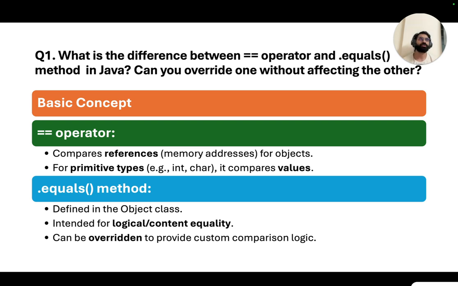So if you want to override this equals method, then you can go ahead and override it in any Java class. Basically, this .equals() method is already overridden in the Object class, and it is used to compare content equality, right? So this is the definition of equals.